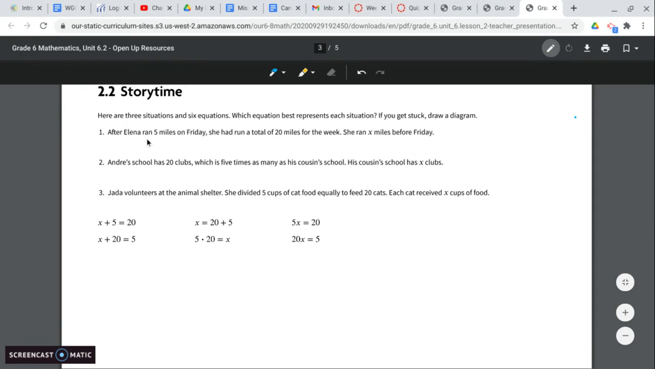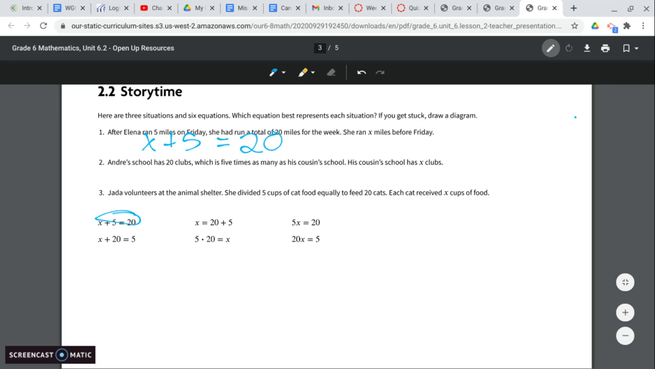So after Elena ran 5 miles on Friday, she had run a total of 20 miles for the week. So we know it should equal 20 miles. And she ran X miles before Friday, so she had X miles to start. Then Friday, she ran 5 more miles. So we're adding these together to get to our total. So X plus 5 equals 20. So this first equation right here.